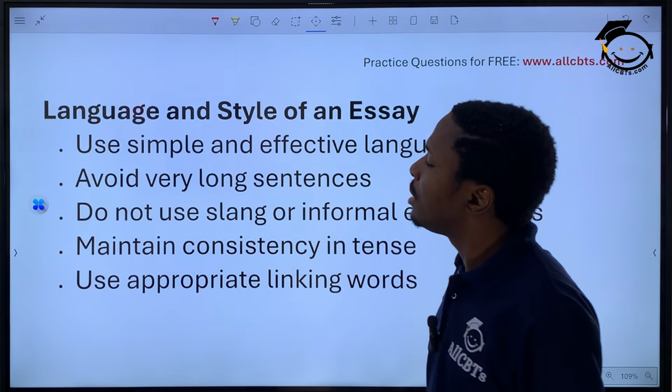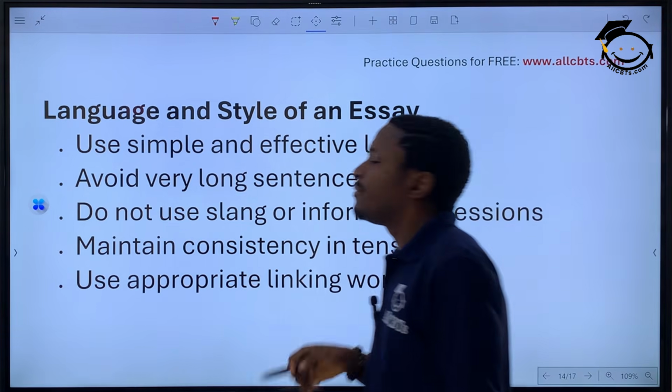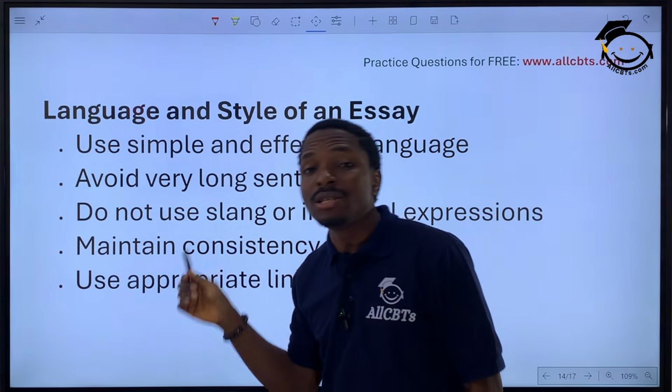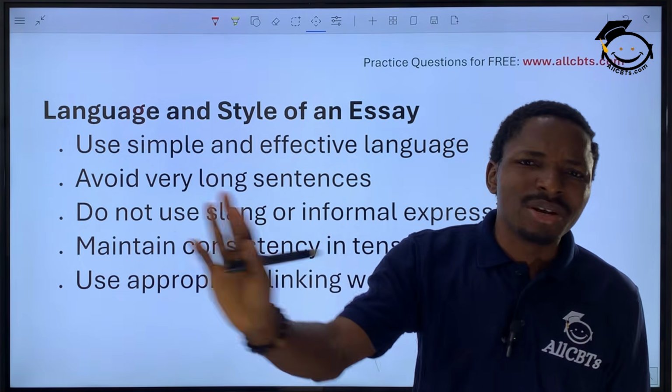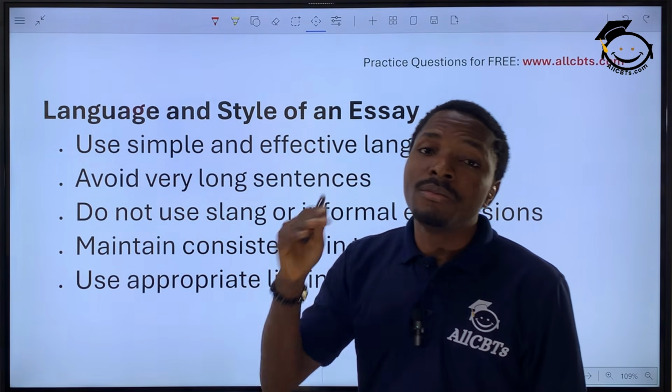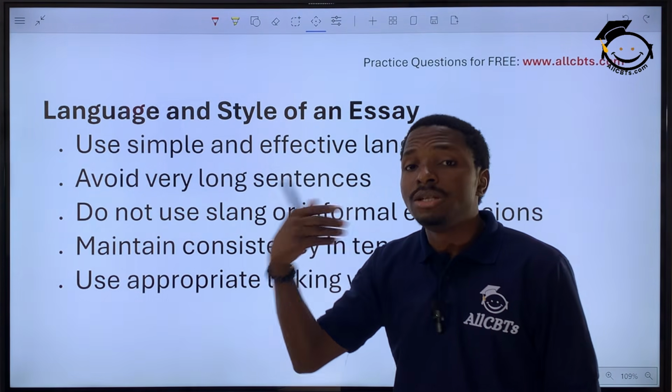Now, what are the languages and styles of essays? One, use simple and effective language. We said this before. You don't need too much grammar. You don't need grammar at all. Make your writing understandable by even a dummy.